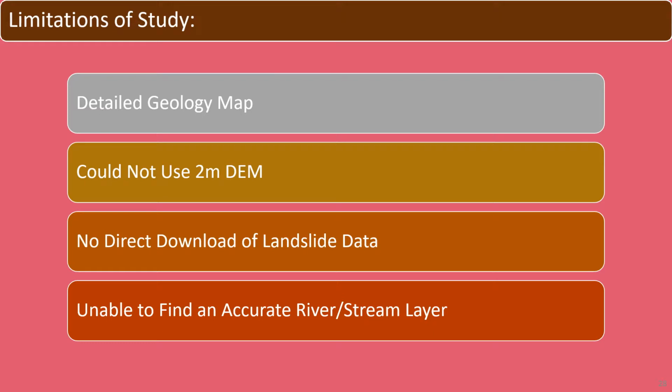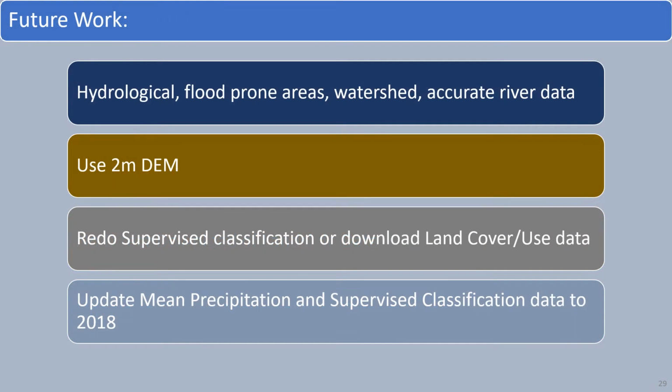I was able to download a 2-meter DEM, but due to processing errors at the time, I could not incorporate this DEM into my analysis. I was unable to directly download the landslide data, therefore the layer I created was based on approximate landslide locations and not exact locations. And lastly, I could not find an accurate river or stream layer to use.